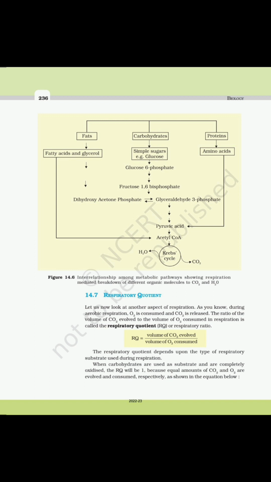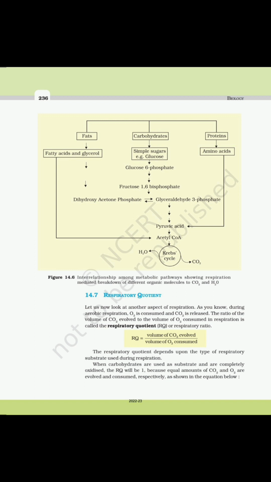14.7 Respiratory quotient. Let us now look at another aspect of respiration. As you know, during aerobic respiration, O2 is consumed and CO2 is released. The ratio of the volume of CO2 evolved to the volume of O2 consumed in respiration is called the respiratory quotient, RQ, or respiratory ratio. RQ equals volume of CO2 evolved divided by volume of O2 consumed. The respiratory quotient depends upon the type of respiratory substrate used during respiration.